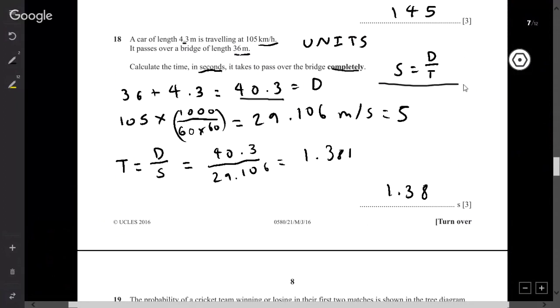Secondly, we're going to use now our formula, speed equals distance over time. Okay, so first of all, we need to change this speed into meters per second. So to do that, we times it by 1,000, which is going to give it us in meters, and then we divide that by 60 by 60 to get into seconds. So that comes out as 29.106 meters per second. Okay, so that's our speed. So then we change this formula to time equals distance over speed, and we get the total time to completely go over the bridge is 1.38.